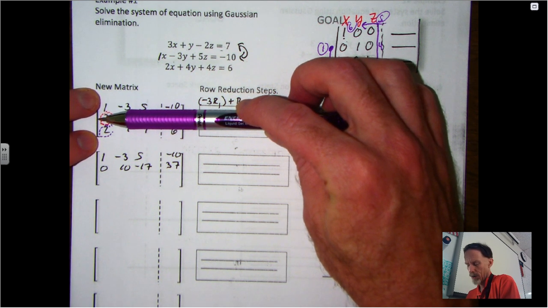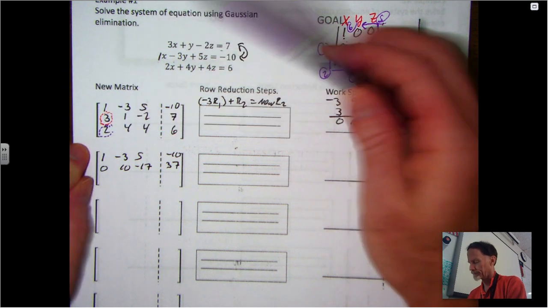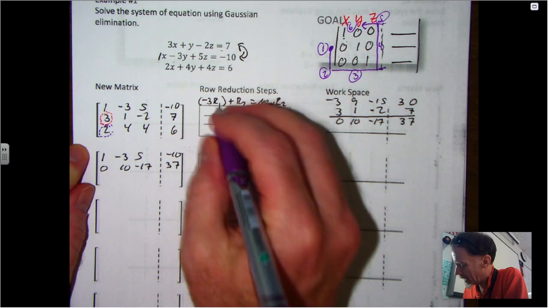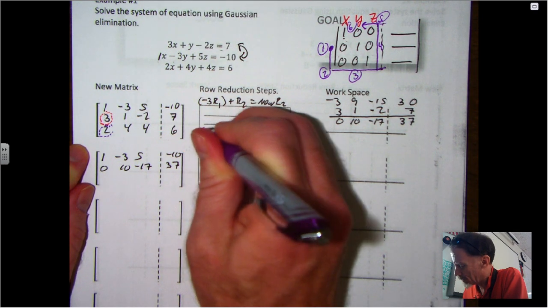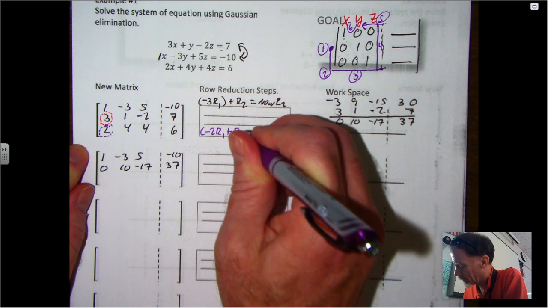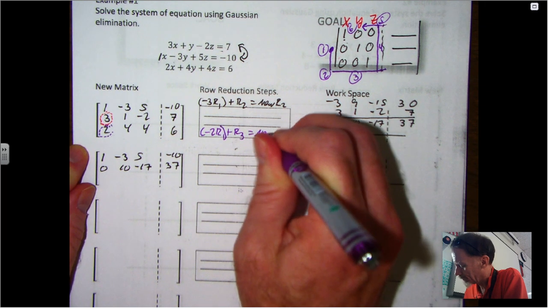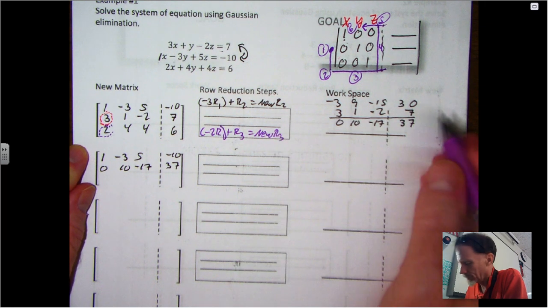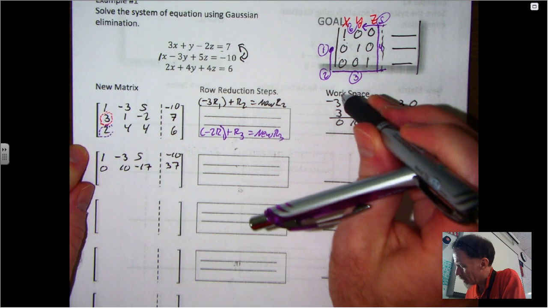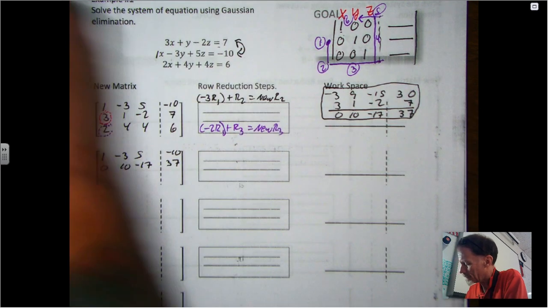So again, same kind of question. I can multiply the -2 by the top and then combine it, and I get my 0 down there in the corner. So I'm going to write that as -2 R1 plus R3, and that's going to be my new R3. Okay, and put that in a box so we don't write over things.